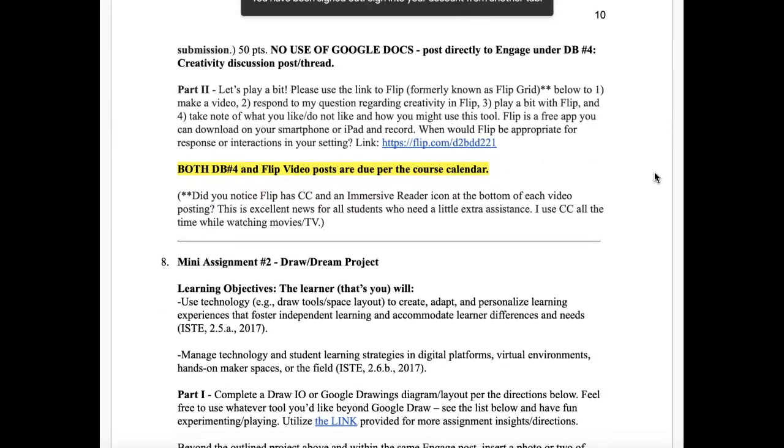If your section uses Flipgrid, this is for you. Let's play a bit. Please use the link to Flip, known as Flipgrid. Make a video, respond to my question regarding creativity in Flip, and play a bit with Flip, and take note of what you like or don't like. Flip is a free app that you can download on your smartphone or iPad and record. When would Flip be appropriate for response or interactions in your setting?